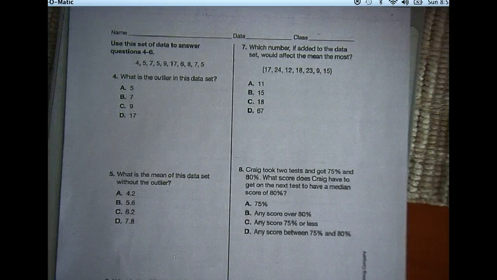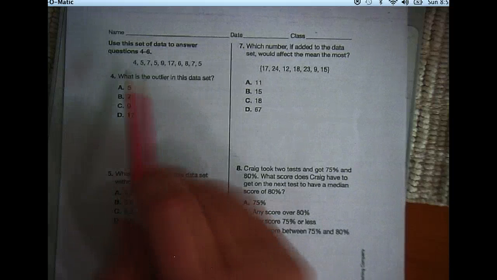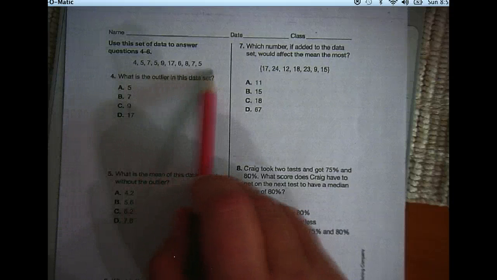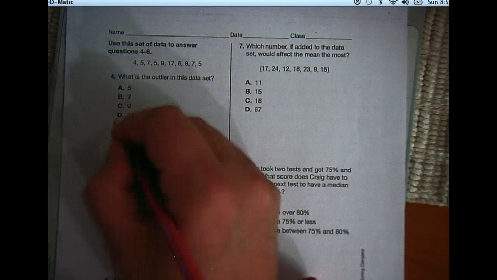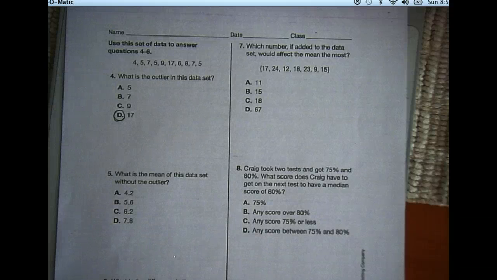Number 4, use a set of data, answer questions 4 through 6. So it says, what's the outlier in this set? The outlier is the number that really doesn't fit the other numbers. And here's my set of data right there. All these numbers are all pretty low. They're all less than 10 except for the 17. So the outlier is really going to be 17 for that.